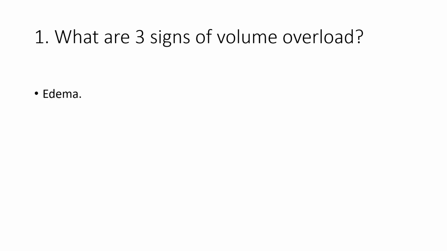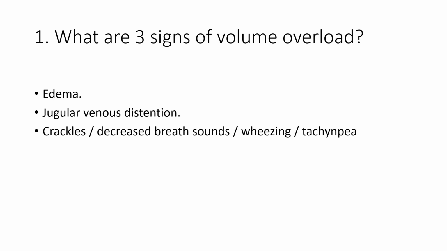That's right, there are several. Lower extremity edema, distension of the neck veins, or so-called jugular venous distension, crackles or decreased breath sounds, or wheezing, or a fast respiratory rate, i.e. tachypnea, S3 gallop, or murmur, among others.